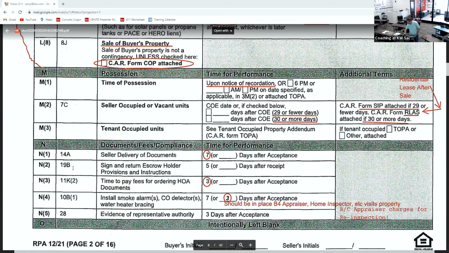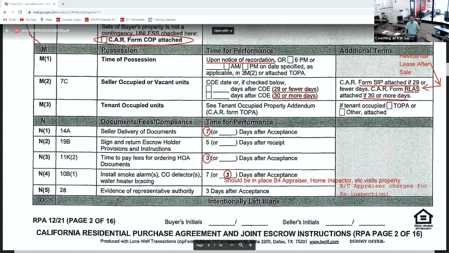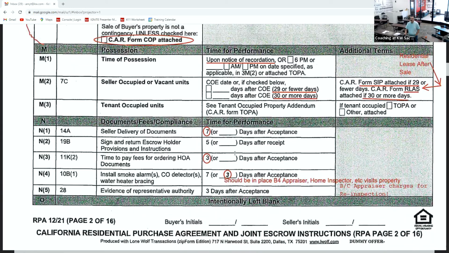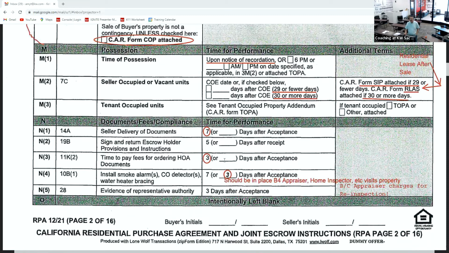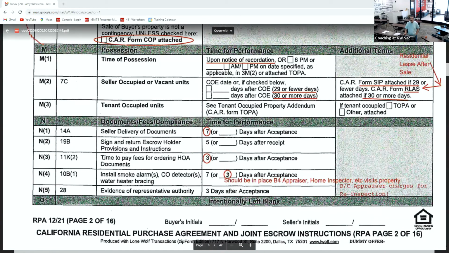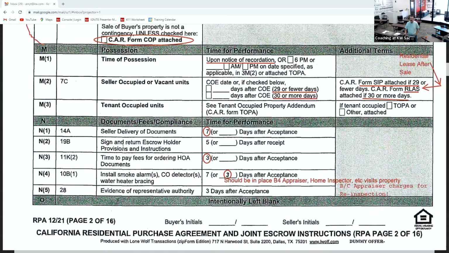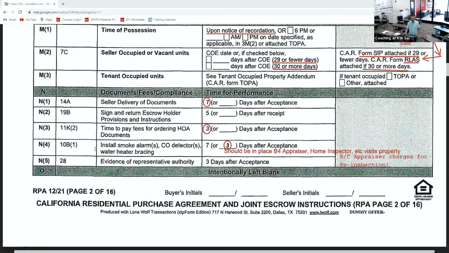Let's see here. It gives times to pay fees for HOA documents that are on the seller. Your escrow company, once you open escrow, is going to send you provisions and instructions. Those are their general rules of escrow and what they will do and what they expect. You need to sign them. Buyers and sellers both need to sign them.